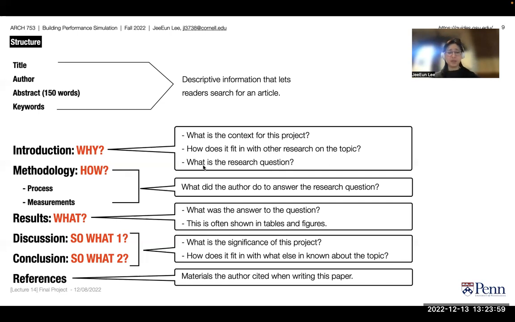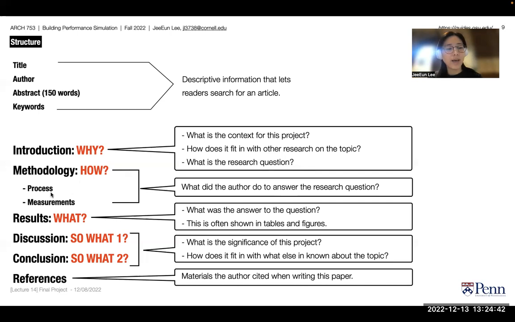And here, what is the research question? This can also be set as a goal for your building simulation. Here you could say, oh, I want to maximize the thermal comfort hours while the daylight condition is sufficient. And then what kind of approaches we can take. Here you need to set your goal so that the readers can read the introduction and understand why you are doing this. And the second one is methodology.